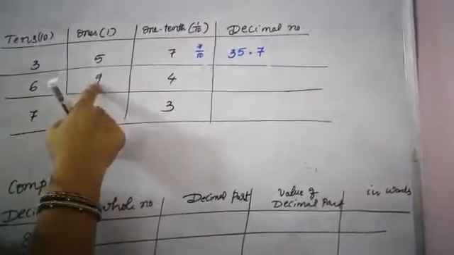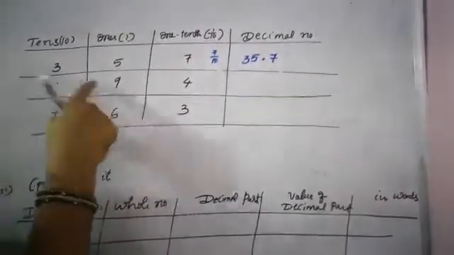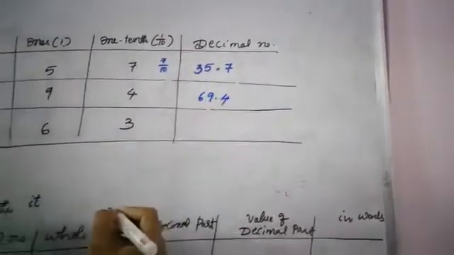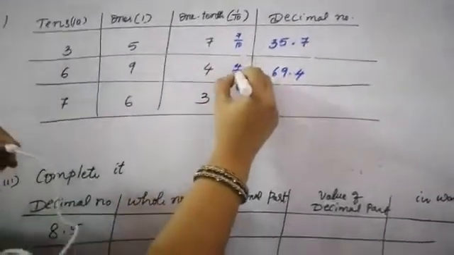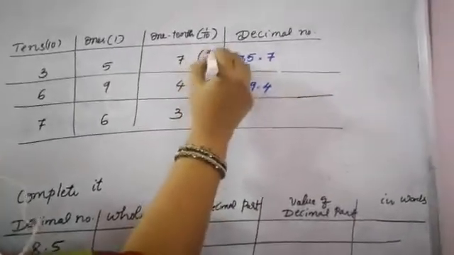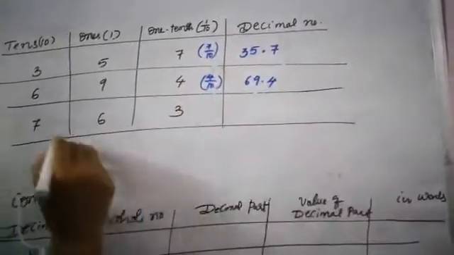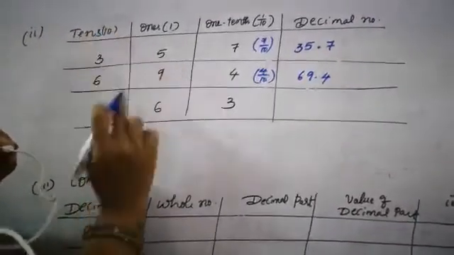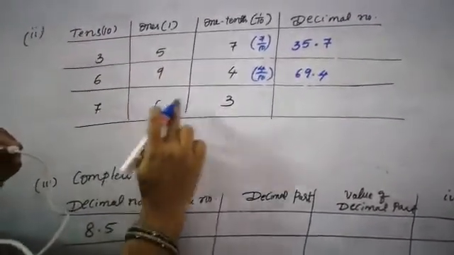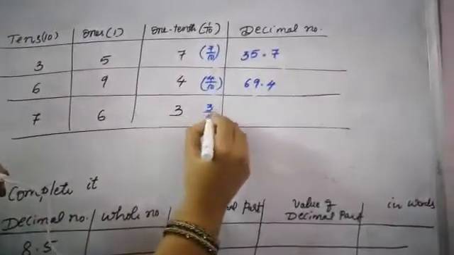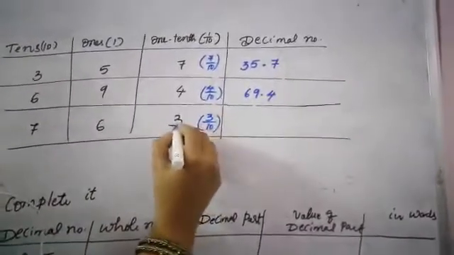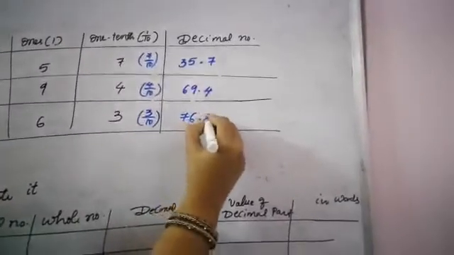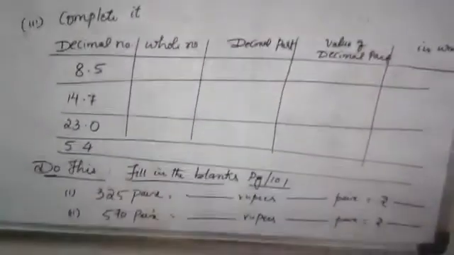Here ones, 9, tens 60. So 69.4. Okay, 4 by 10. It's nothing but 0.4 means 4 by 10. The tens place is 7, so 7 tens are 70. 76. The ones place is 6. This is nothing but your 3 by 10. 3 is in the tenths place. So 3 by 10. 76.3. Is it fine now?